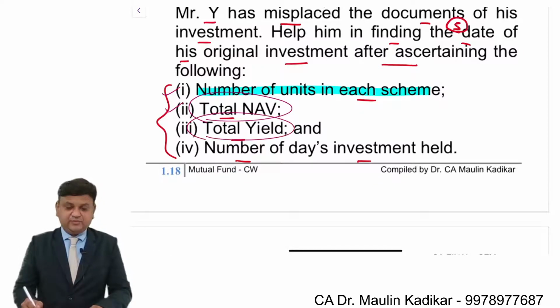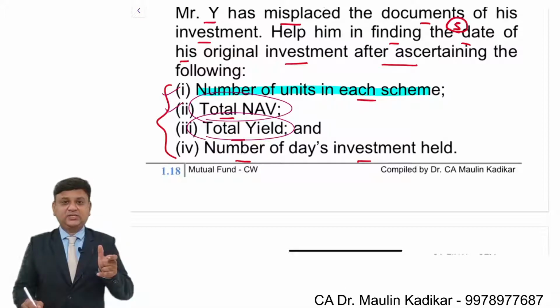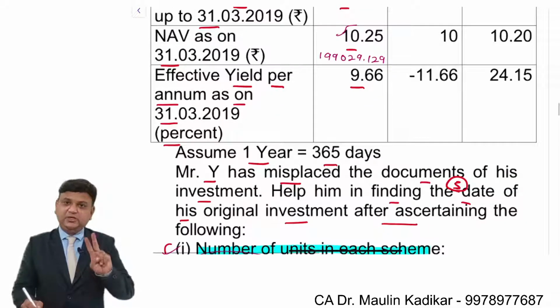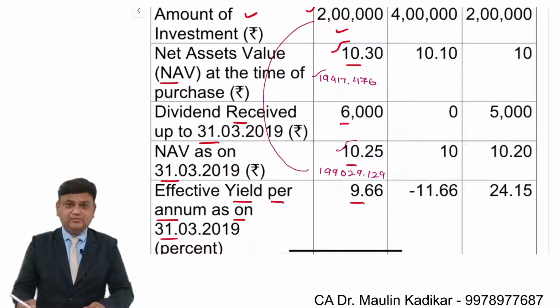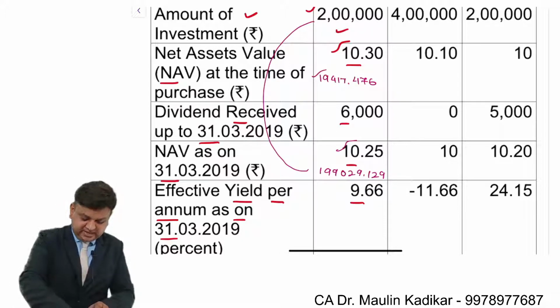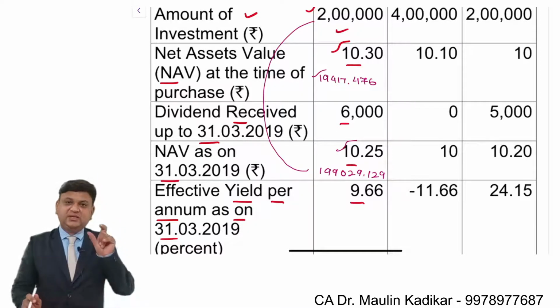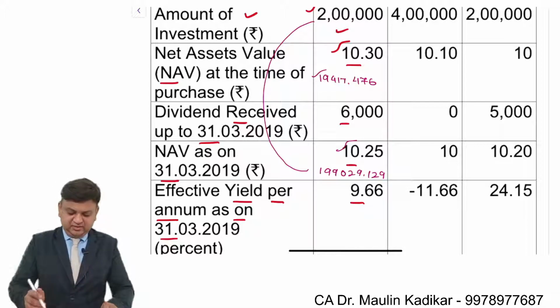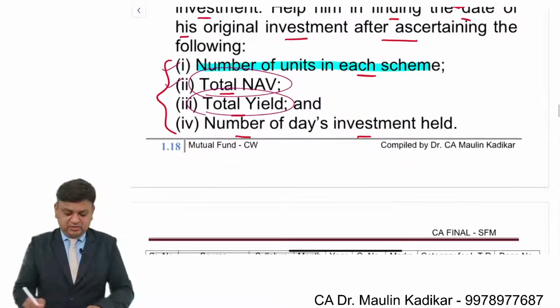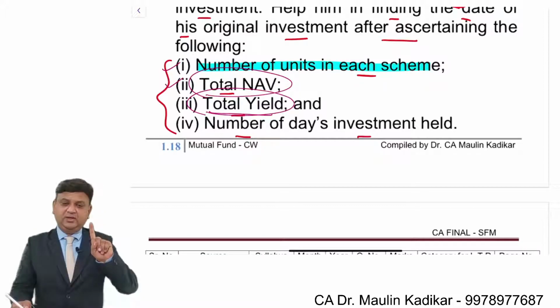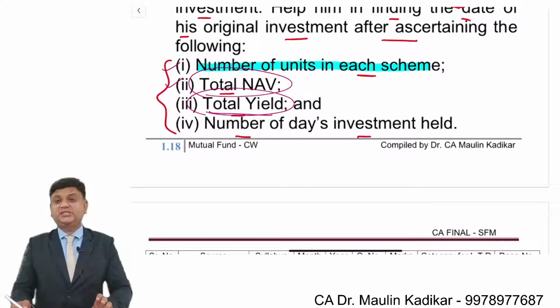Third question is the computation of the total yield. So the total return is required to be calculated. For that, there are two things that we will take into account. One is the change in the units value. We understand that 1,99,029.129 minus 2 lakhs. So there is a reduction by 970.871. However, there is a dividend income of 6,000. So the total income is 5029.129. This is the total yield. Total yield consists of one, the dividend income, and second, the change in the units value.